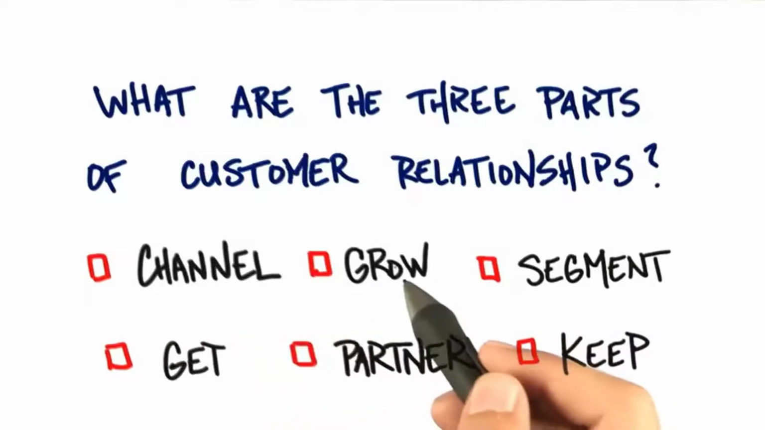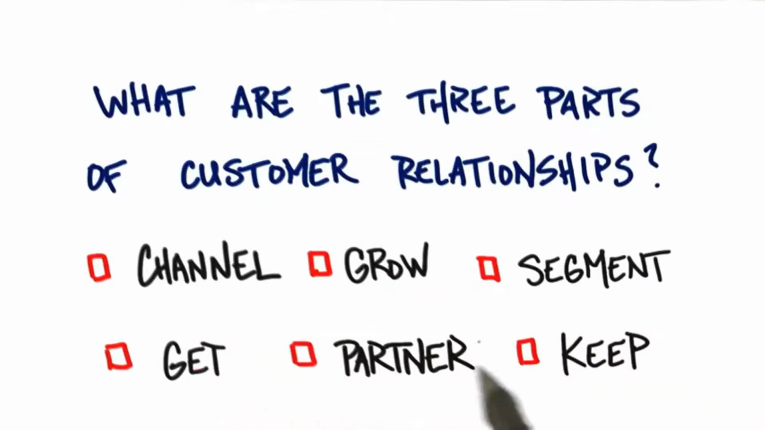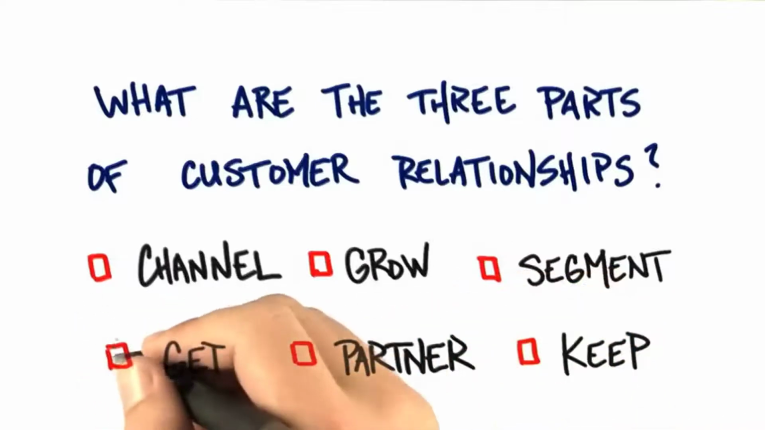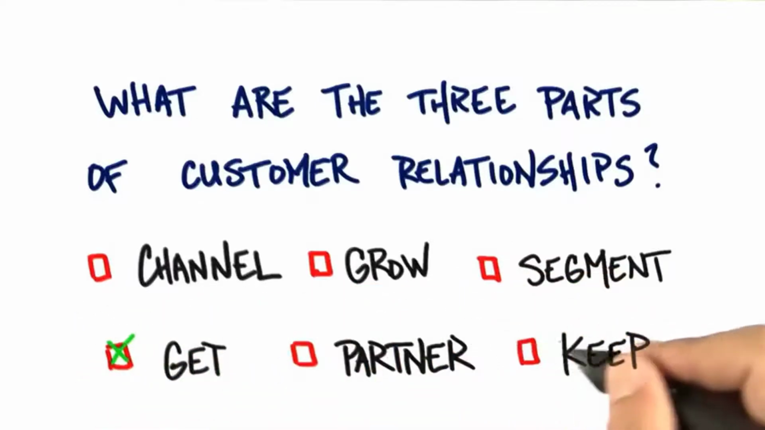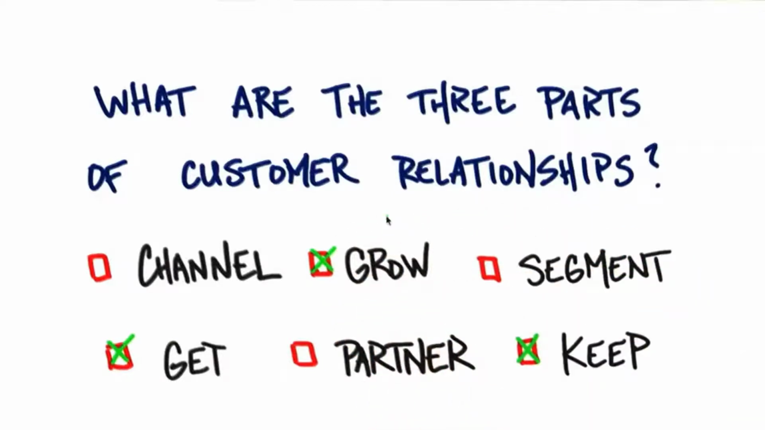Is it channel? Is it grow? Is it segments? Is it get? Is it partners? Or is it keep? Select the 3 that make up customer relationships. So the answers are get, keep, and grow are the 3 parts of customer relationships.